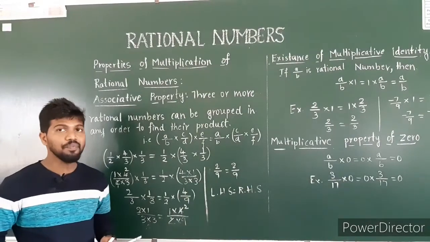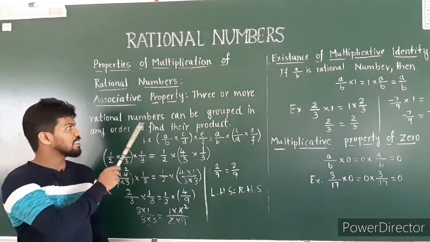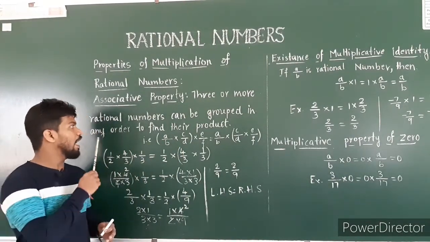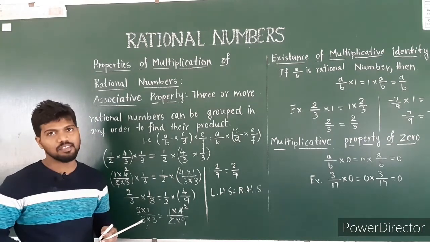Associative property: three or more rational numbers can be grouped in any order to find their products.